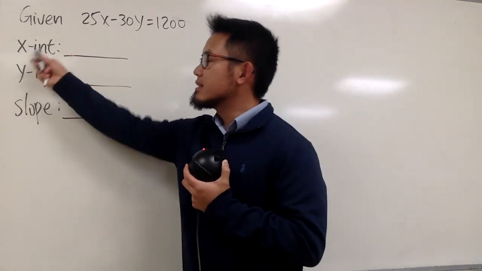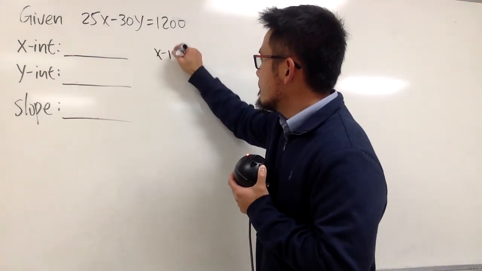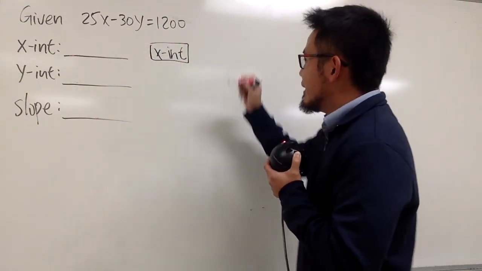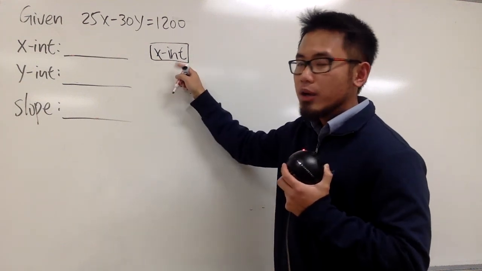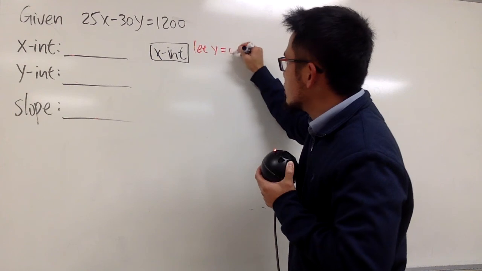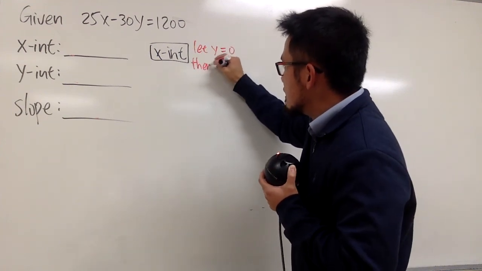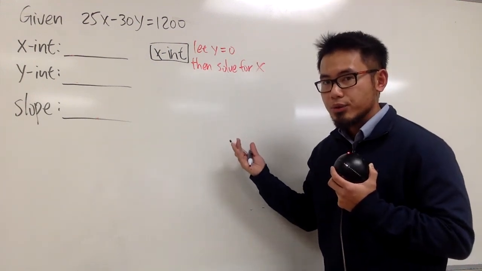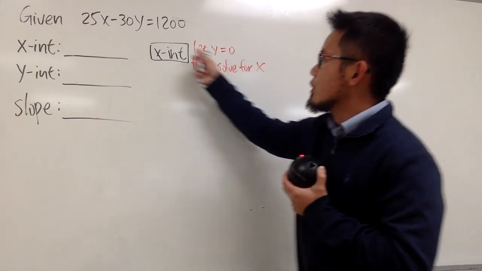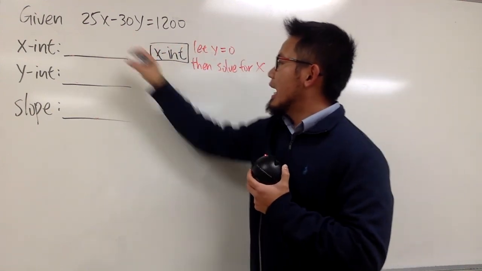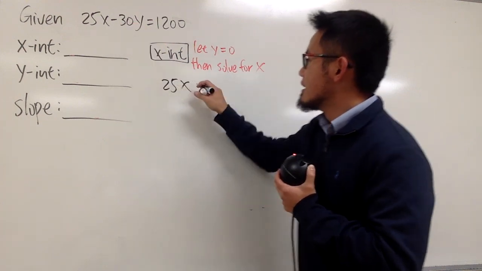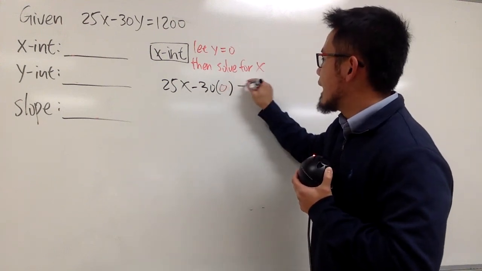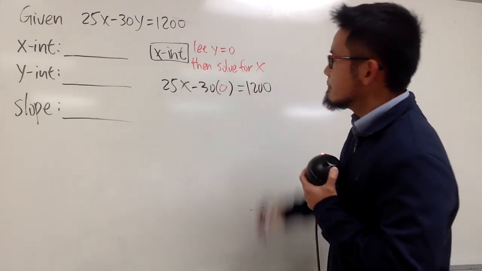And let's go ahead and find the x-intercept first. I will put it down right here. And in order to do this, you have to remember what do we have to do, all right? First of all, to get the x-intercept, we are going to let y equal to 0 and then solve for x, okay? So this is the work that we will have to do. And now let's go ahead, plugging 0 into this y and then finish this. We have 25x minus 30 times the y, which is 0 now, right? And then we have this equals to 1200 like this.